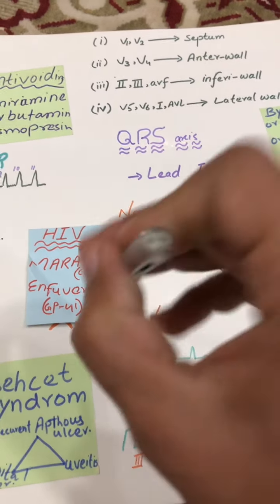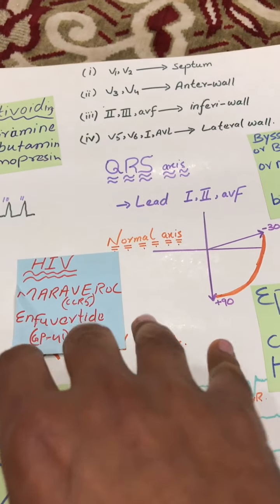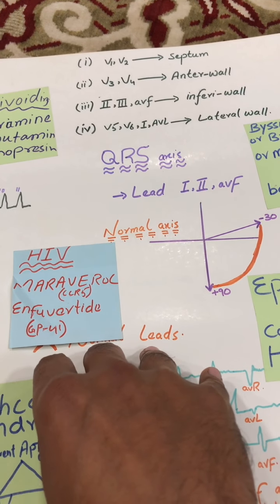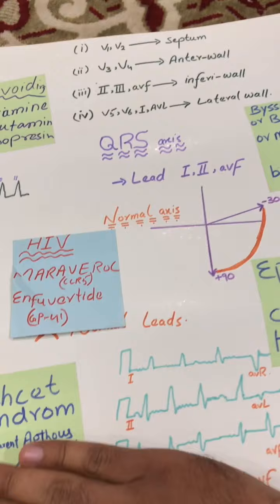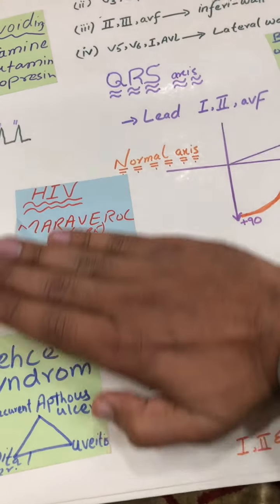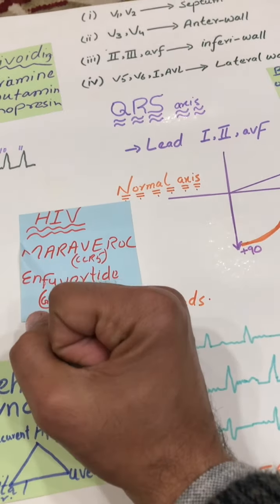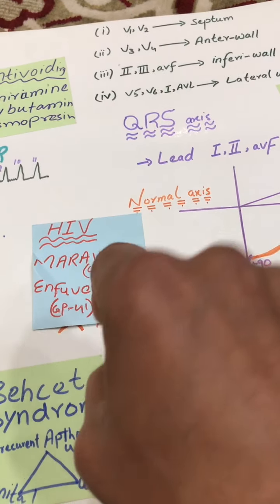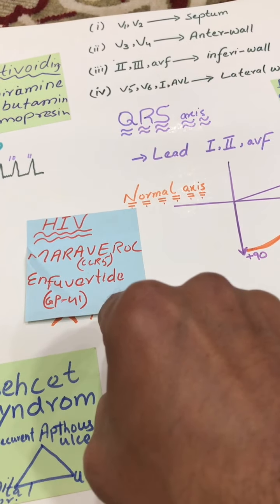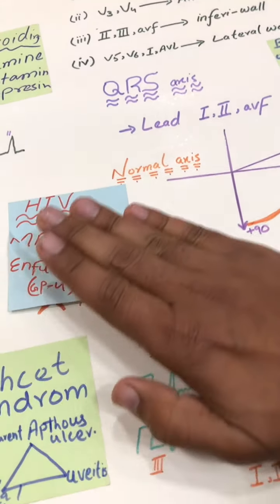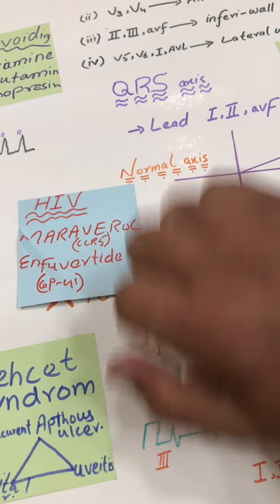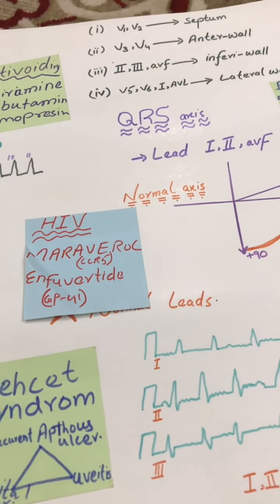because see, the chest leads most probably see like this to the heart, okay, and the limb leads see like this to the heart. So let's consider, if this is the heart, you look like this, these are the chest leads, and if you look like this horizontally, these are the limb leads, okay.